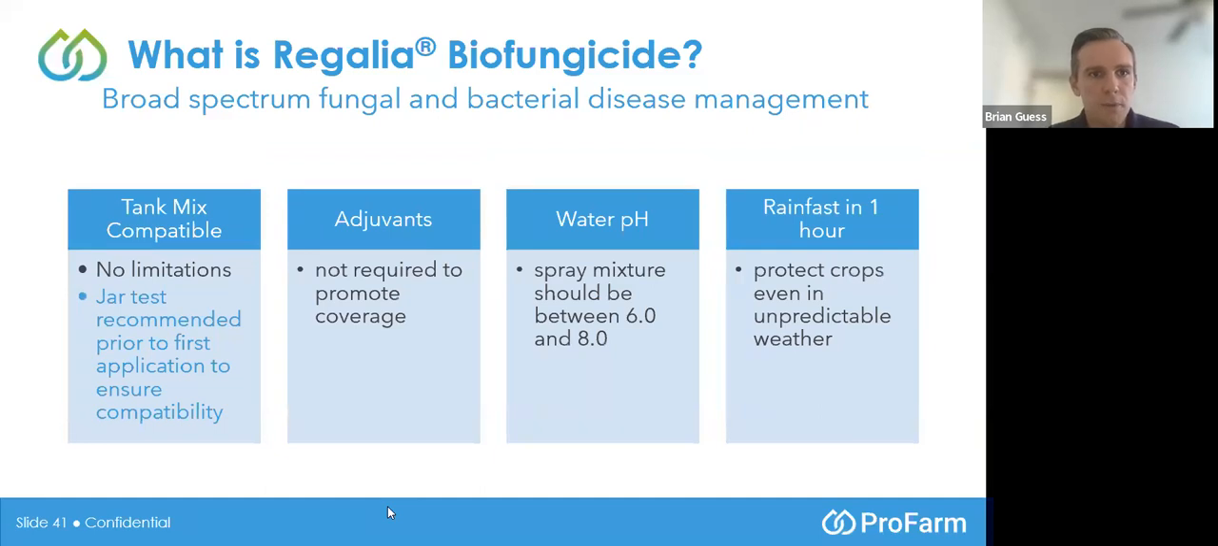And then some more attributes about Regalia. The tank mix compatibility, there really are no restrictions on what you can mix Regalia with, your other synthetic fungicides or your nutritional products. Because it is a plant extract, there is nothing living in the product, so we don't need to keep it alive. We just recommend when you do mix it in with another product, do a jar test before you mix it in your spray tank. When it comes to adjuvants, we do not recommend the use of any adjuvants with it. It spreads fine on its own and it's absorbed by the plant tissue after application. Water pH of the spray solution, we recommend anywhere from 6.0 to 8.0. And this product is rain fast within 1 hour.